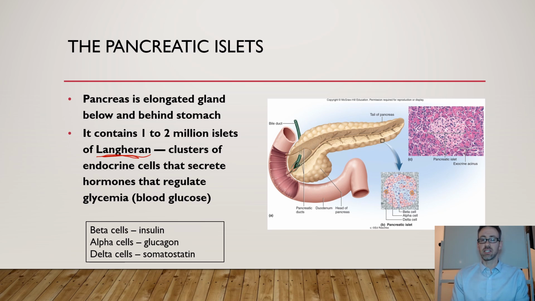Now, these islets anatomically don't make up most of the pancreas. In fact, most of it is made up for the exocrine function of the pancreas. But you'll still find anywhere between 1 to 2 million of these islets, and they'll usually be very responsive to ingestion of nutrients, so that they can ready the body for intake of food and storage and so on.